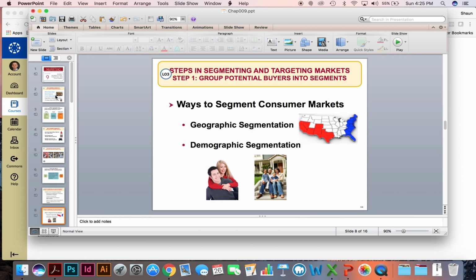Some different ways we can segment our consumers that you may want to use. Geographic segmentation, where they're located at. For instance, whether they're located in Elyria, Sheffield, Lorain. Demographic segmentation, and demographics include income, gender, home size, income level.